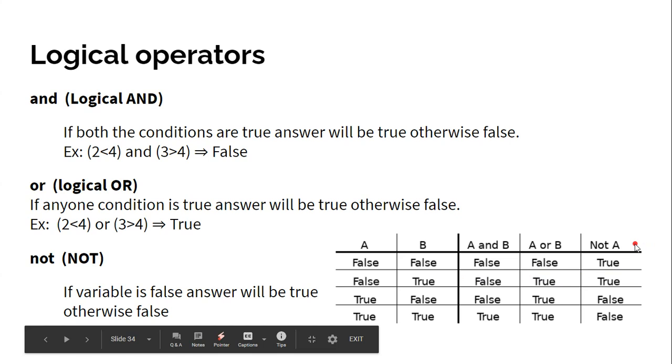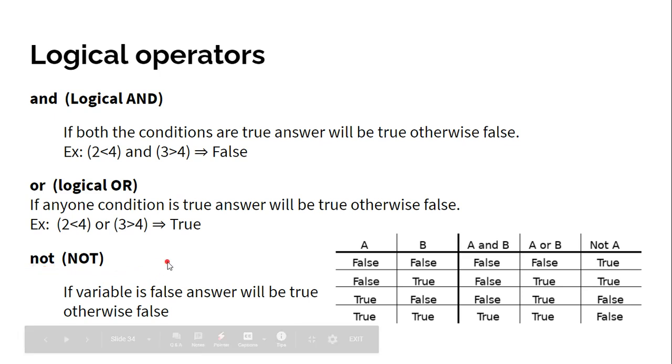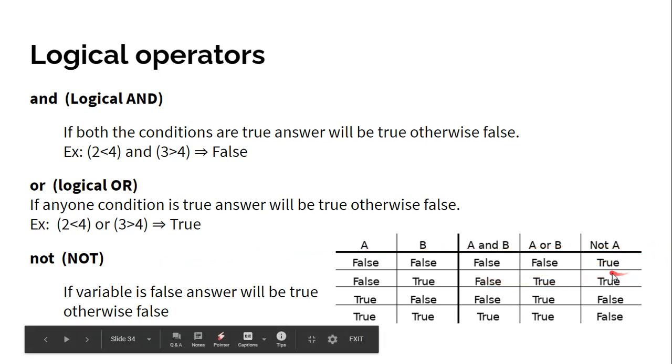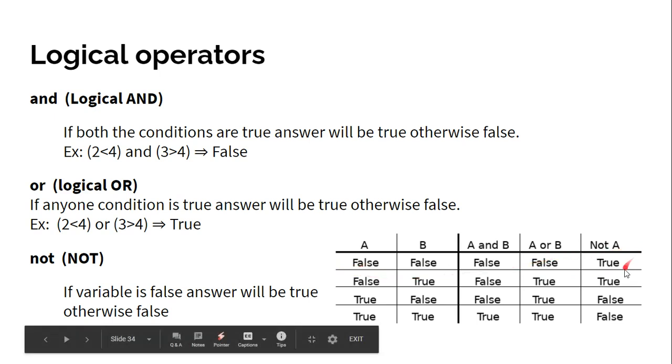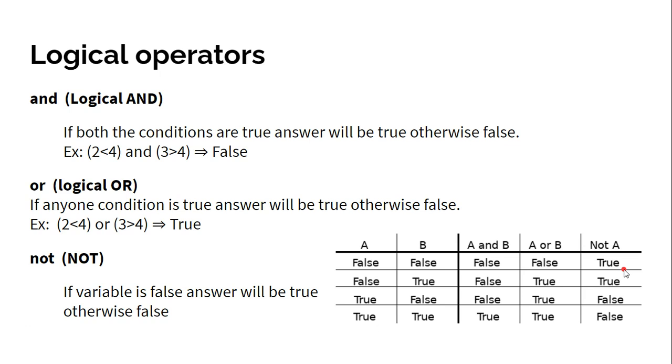Next is NOT. NOT is basically called the negation operator. In Python, we use not here. If you write not a, then if a is true, it will return false. If a is false, it will return true. It just reverses. If the previous value was true, it will return false. So the not operator just reverses the Boolean value.